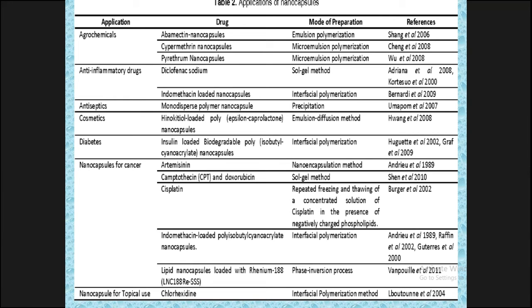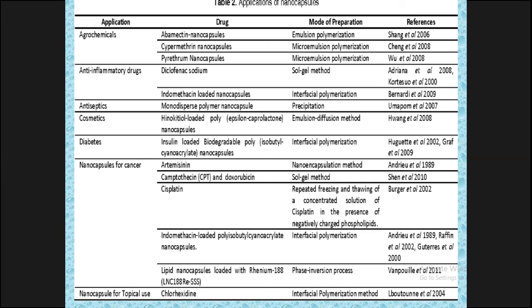So this table gives applications of nanocapsules. The applications are agrochemicals, anti-inflammatory drugs, antiseptics, cosmetics, diabetes, cancer, and topical use. The drugs are abamectin nanocapsules, pyrethrin nanocapsules, diclofenac nanocapsules, and monodispersed polymer nanocapsules. So these are all the nanocapsule drugs used against these areas.